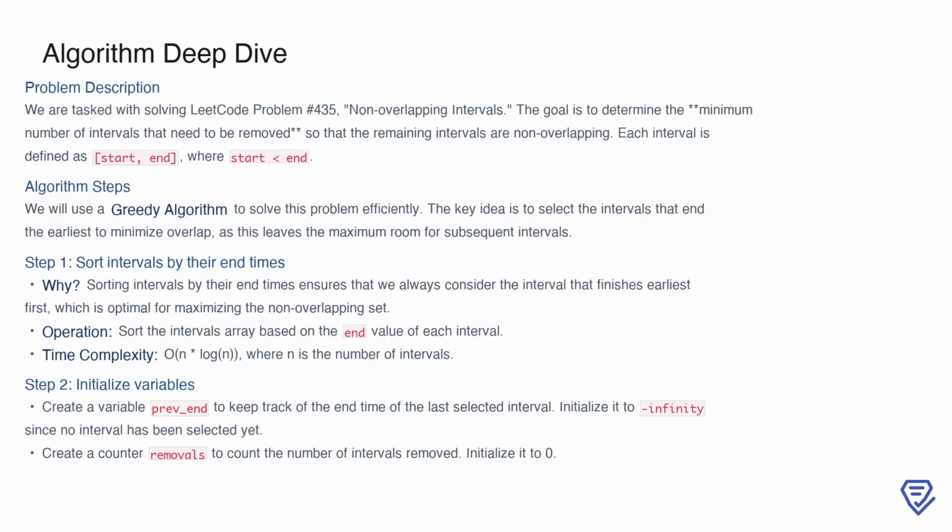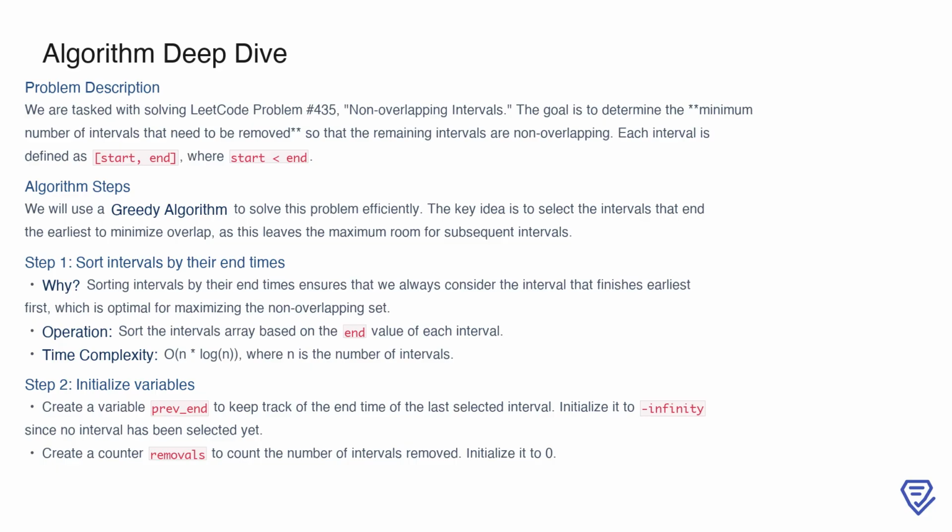In this problem, we are tasked with determining the minimum number of intervals that need to be removed to ensure that the remaining intervals do not overlap. Each interval is represented as a range, start to end, where the start point is strictly less than the end point. To solve this efficiently, we use a greedy algorithm.